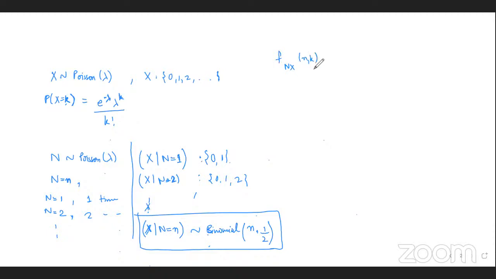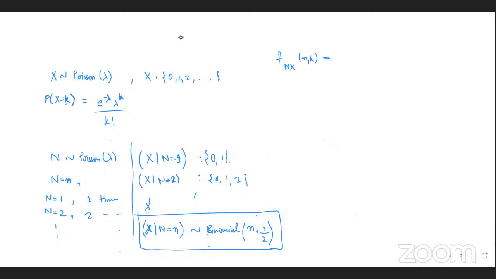You had to find the joint distribution of n and x, correct? So what is that? This is f of... Can you tell me what I can write here? If you have seen the lecture, there is a relation between joint distribution, conditional distribution, and marginal. Can you tell me the relation? What should I write here?